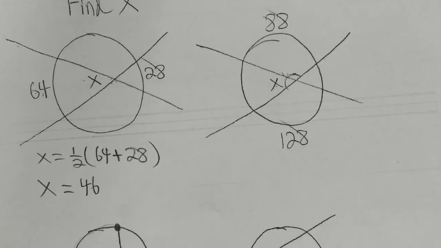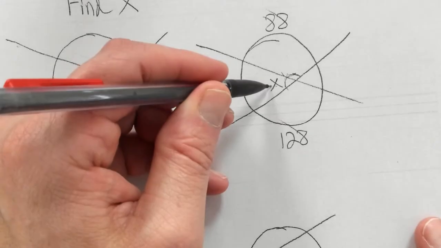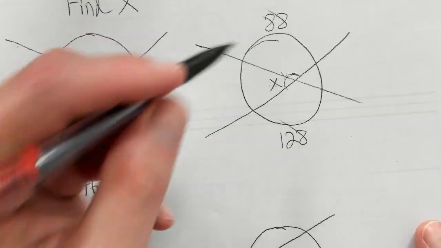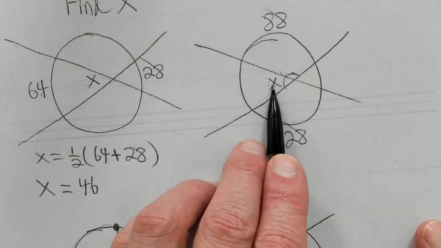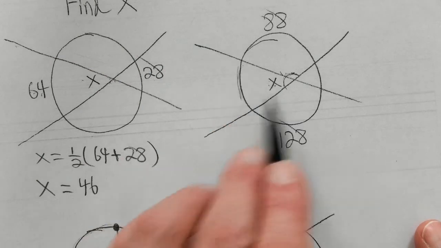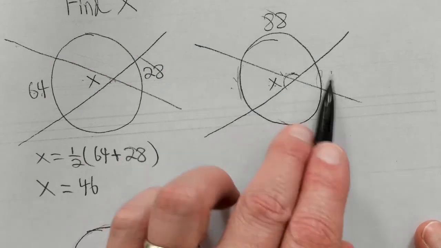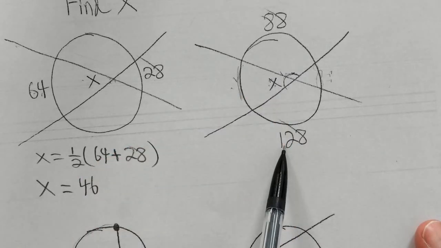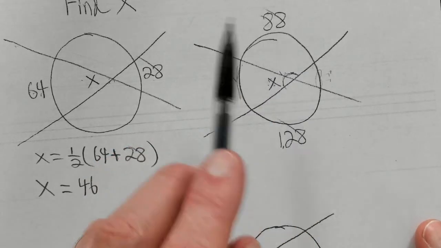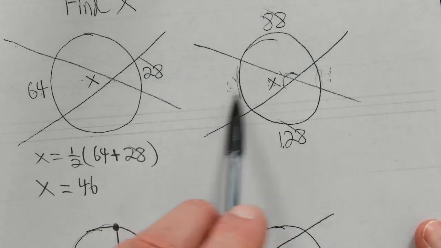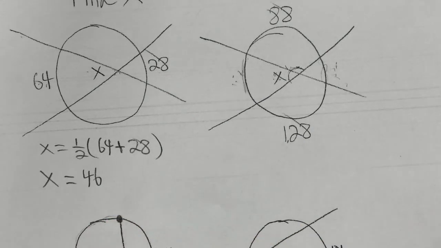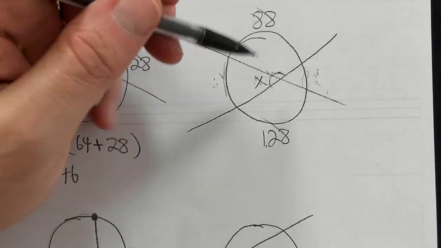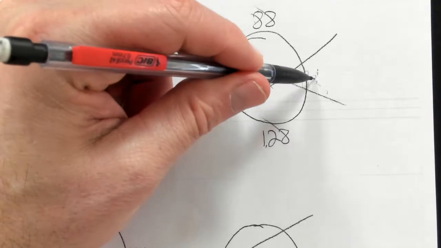So here's the next thing that we want to look at. What if I want this x? Here's the deal. This x would be 1/2 the sum of this arc plus this arc. Well, they don't give me these two arcs. So this is not half the sum of 88 plus 128. That's the wrong answer. It's going to be half the sum of these two, but these two are not given to me, and I don't really have a way to figure them out at this point. So you can't just throw numbers in there. You got to make sure it's half of the one that it's facing and the one on the other side.